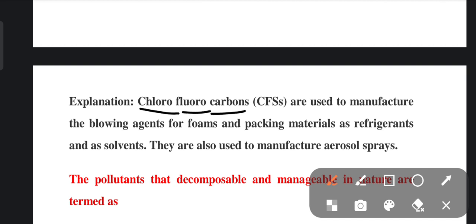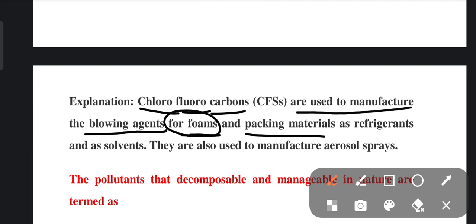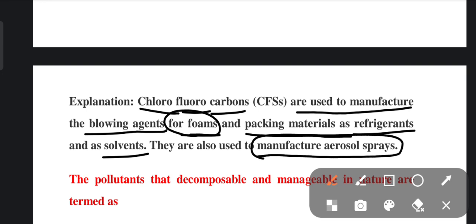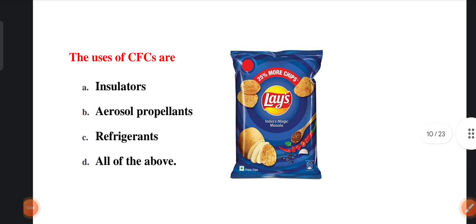chlorofluorocarbon. Chlorofluorocarbons, called CFC, are used to manufacture blowing agents. Blowing agents are nothing but balloons, like a balloon. Foams are nothing but perfumes, and packing materials, as refrigerants, as solvents. They are also used to manufacture aerosol sprays, those are scents. So in the picture you can see the layers.